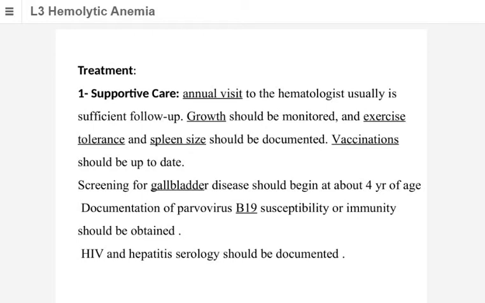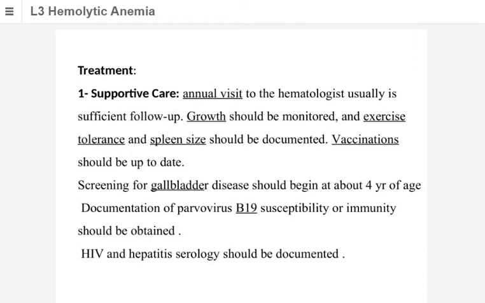Treatment. What is the treatment of hereditary spherocytosis? Supportive care, by annual visit to the hematologist usually, is sufficient for follow-up. You should follow the growth of the patient. Growth should be monitored, and exercise tolerance and spleen size should be documented. Vaccination should be up to date. Screening for gallbladder disease should begin at about 4 years of age.